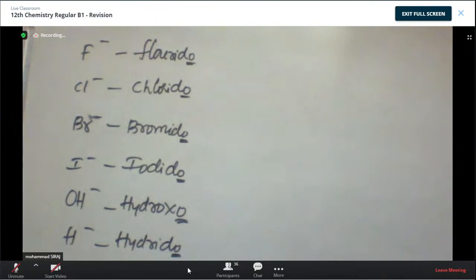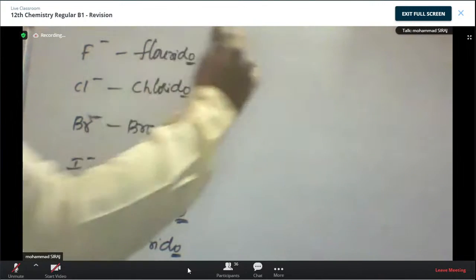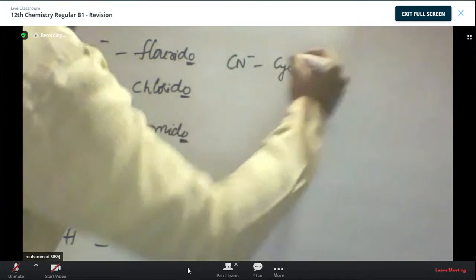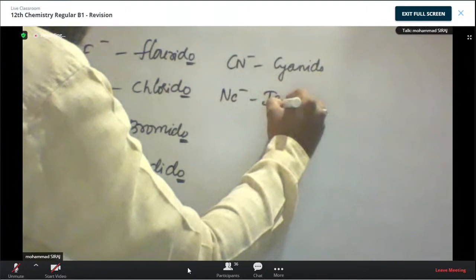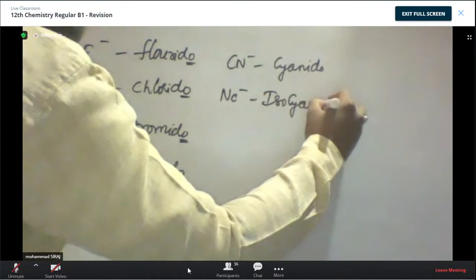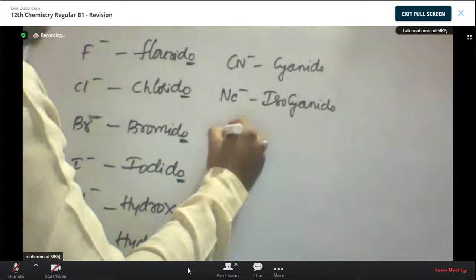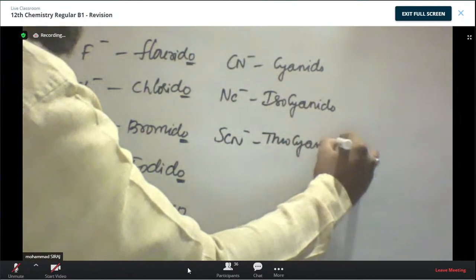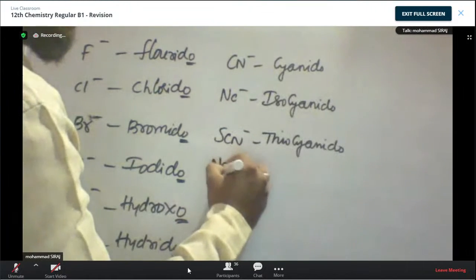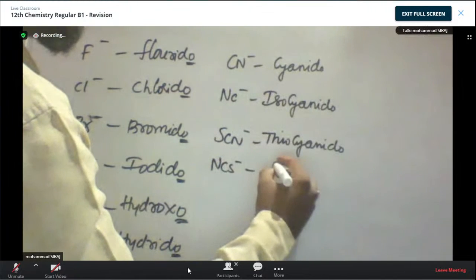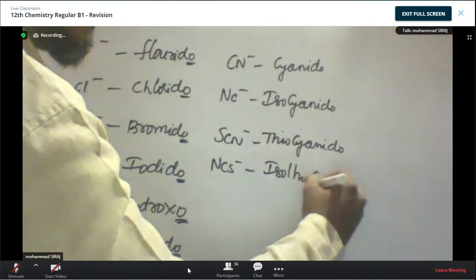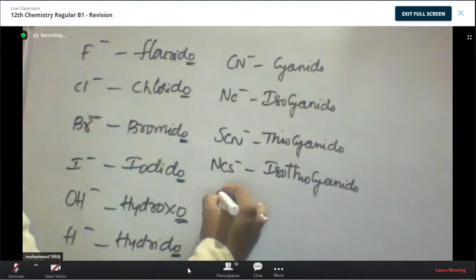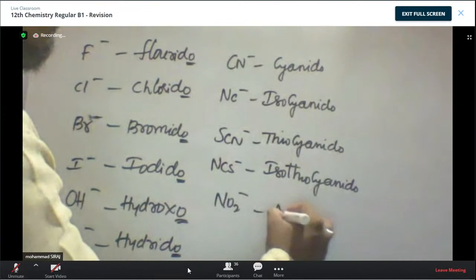Here I am writing a set of six very important ligands. CN minus is called cyanido. NC minus is called isocyanido. SCN minus is called thiocyanido. NCS minus is called isothiocyanido. Next one, NO2 minus is called nitro.